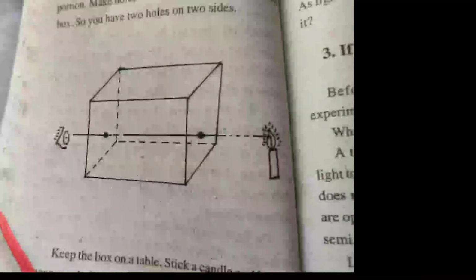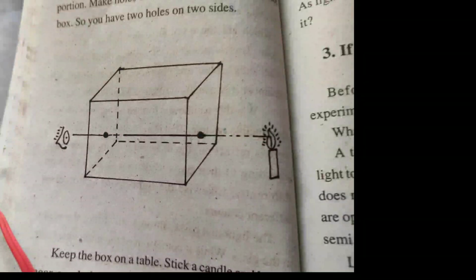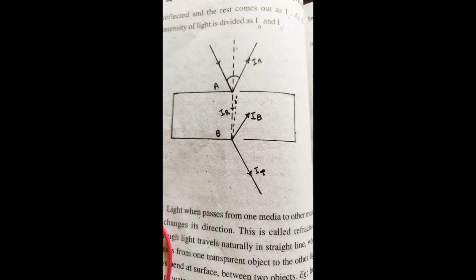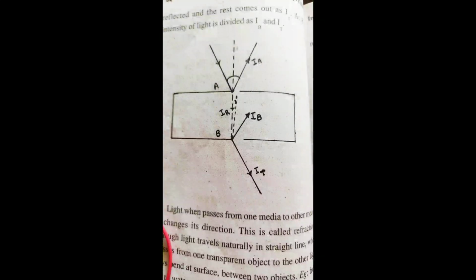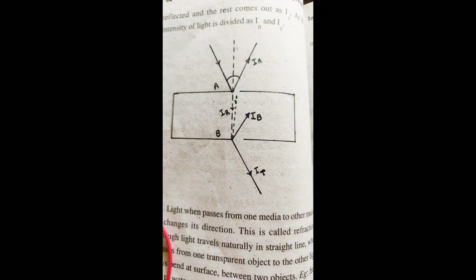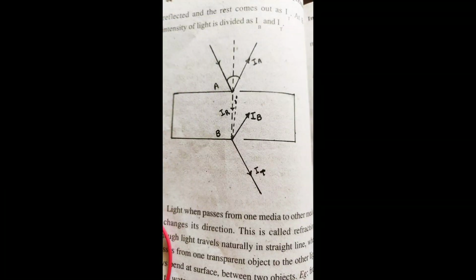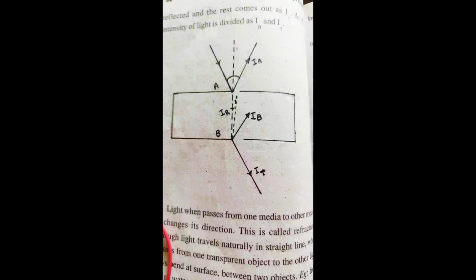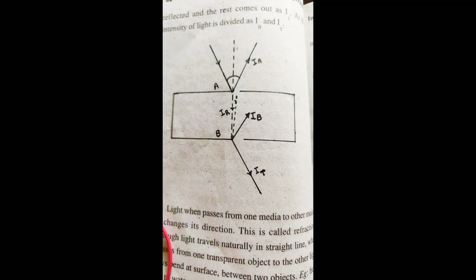Take a glass slab and keep it on a table. Imagine a light ray falls on the slab at A. A part of it, IA, is reflected. The rest passes through the slab and reaches another point of the slab, that is B. Portion IB is reflected and the rest comes out as IT. At B, the intensity of light is divided as IB and IT.